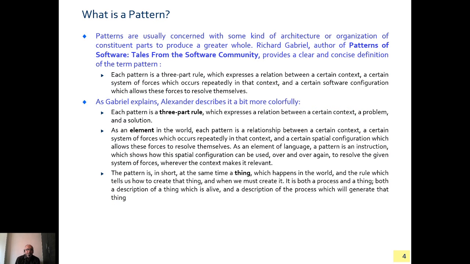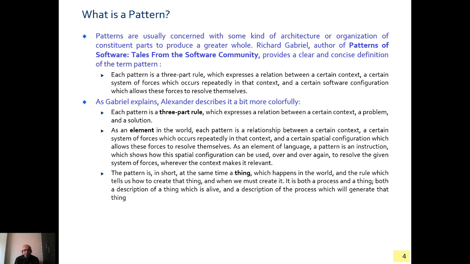We will continue again. Each pattern has a three-part rule. What is that three-part rule? Context, problem and solution. Indeed, you have used this pattern, context, problem and solution, in working with the requirement definition document. But here, the solution has a context, it has a problem and it has a solution.